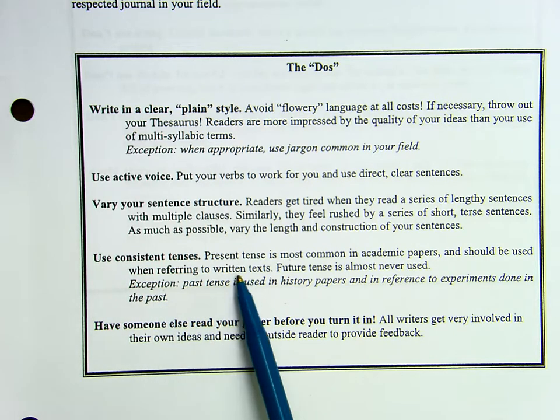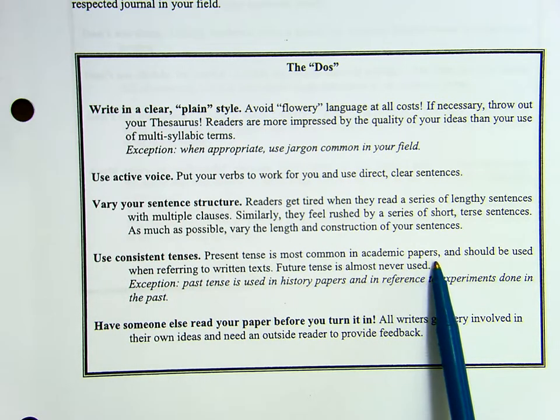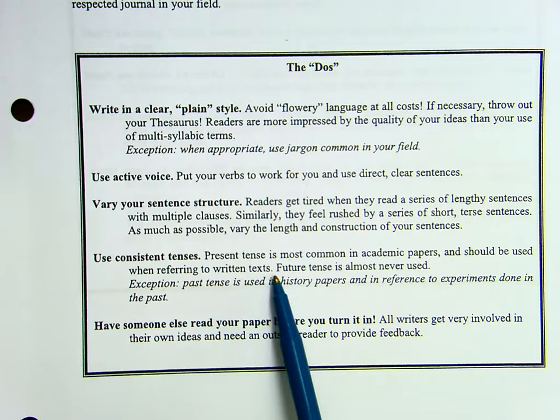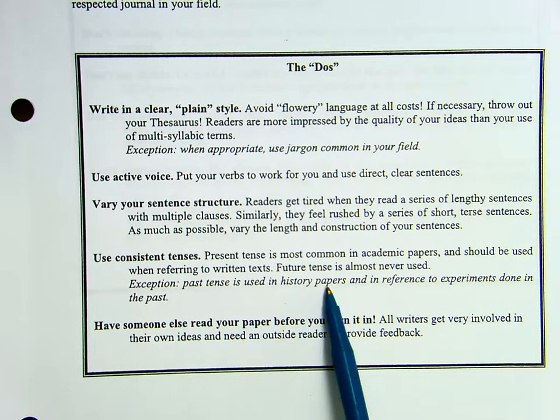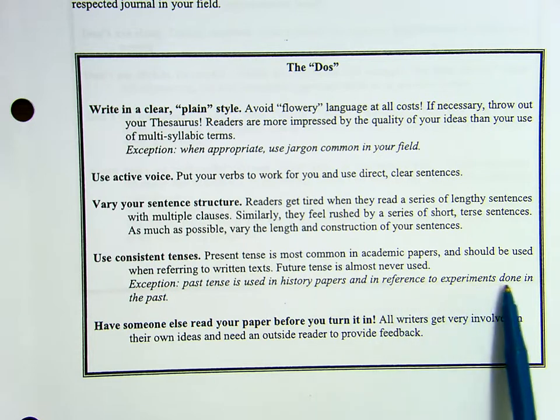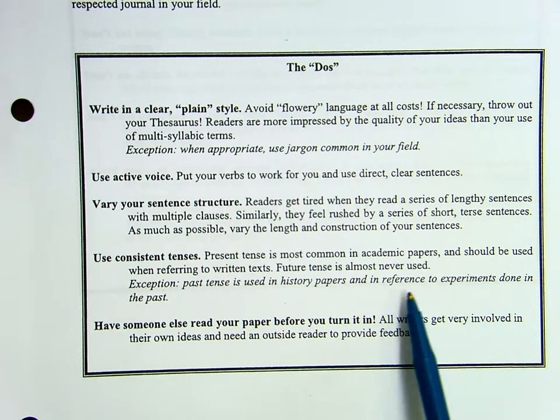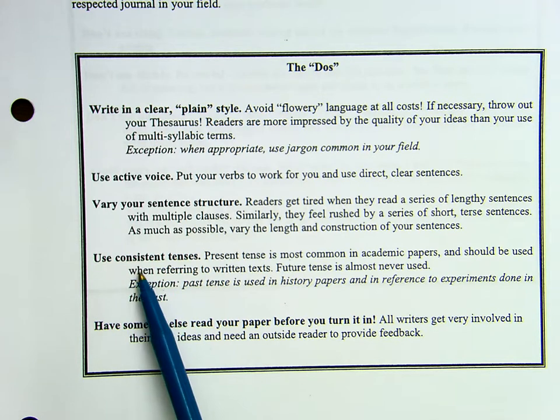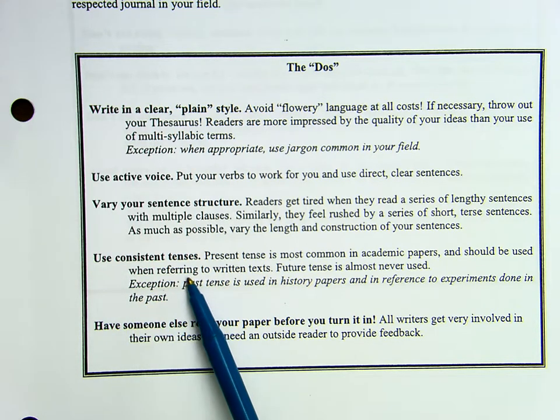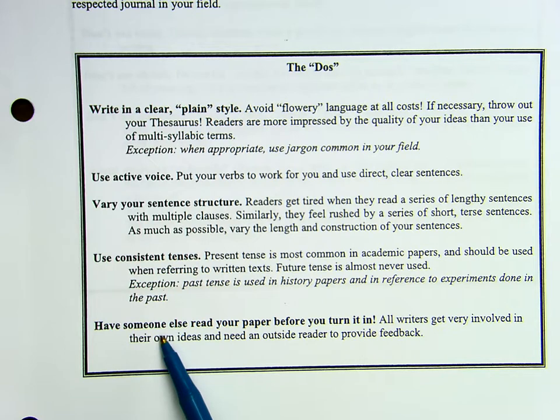You want to use consistent tenses. Present tense is the most common when referring to written text. Future tense is almost never used, and the exception is past tense is used for history papers and in reference to experiments. So when you've done an experiment, you say what you did in the past. So you want to go through your paper and make sure that your tenses are consistent.